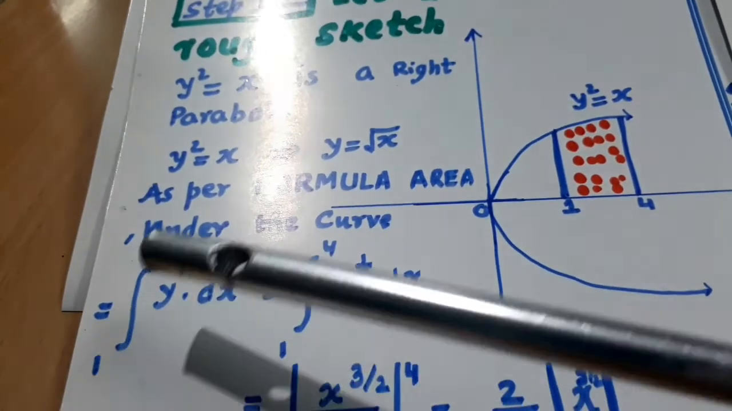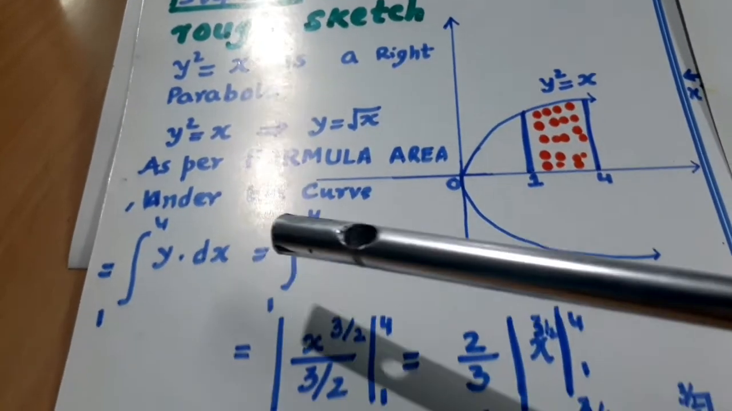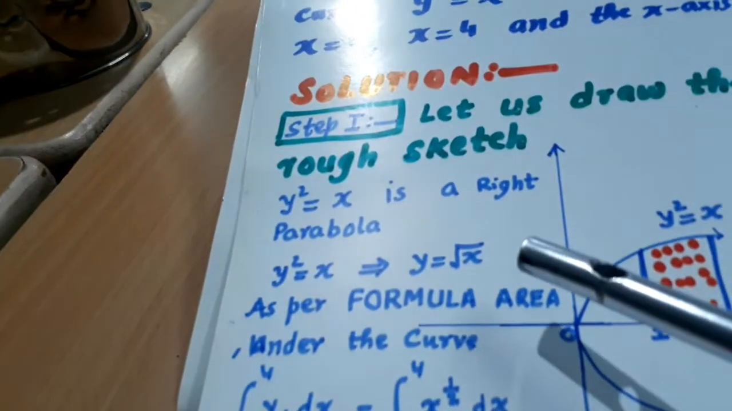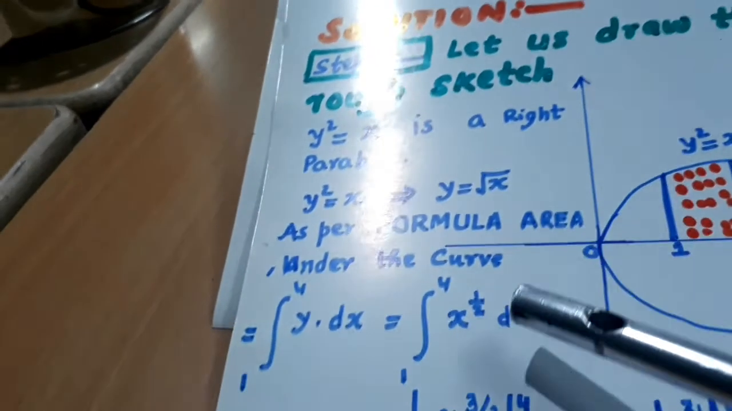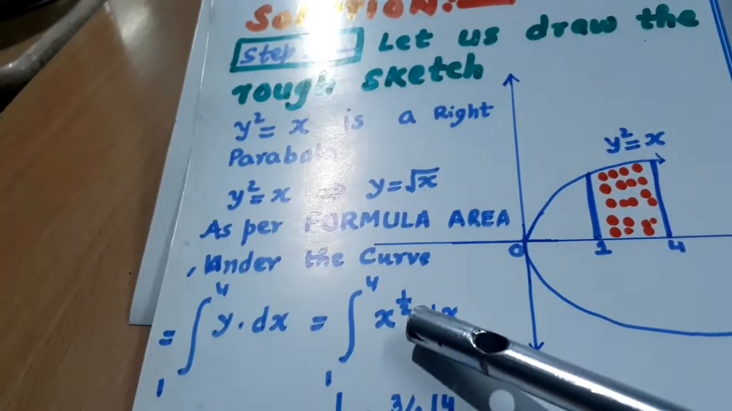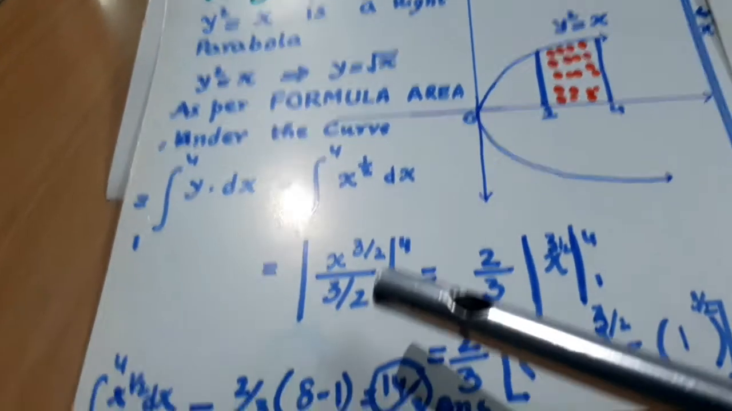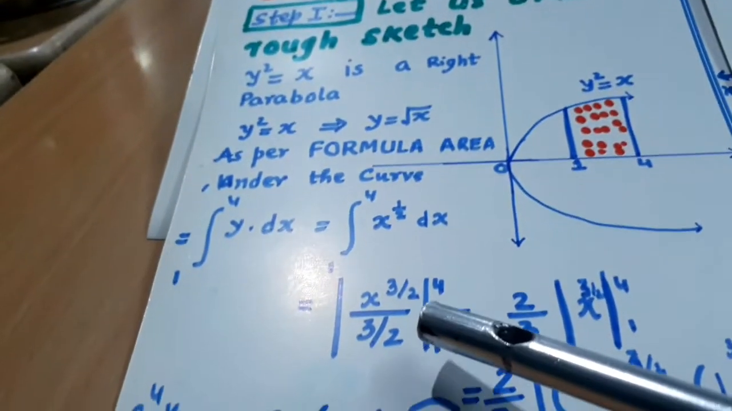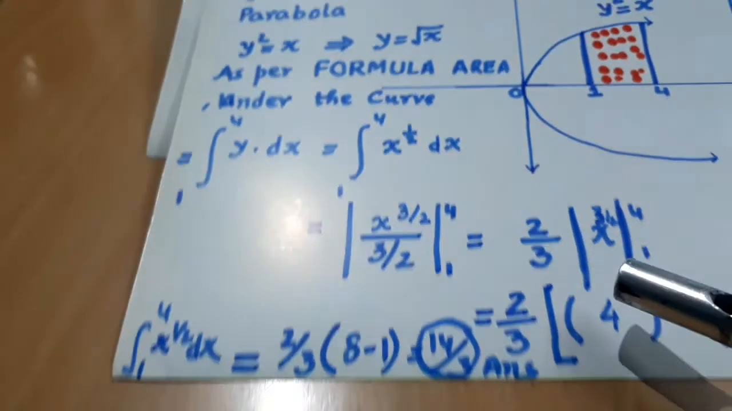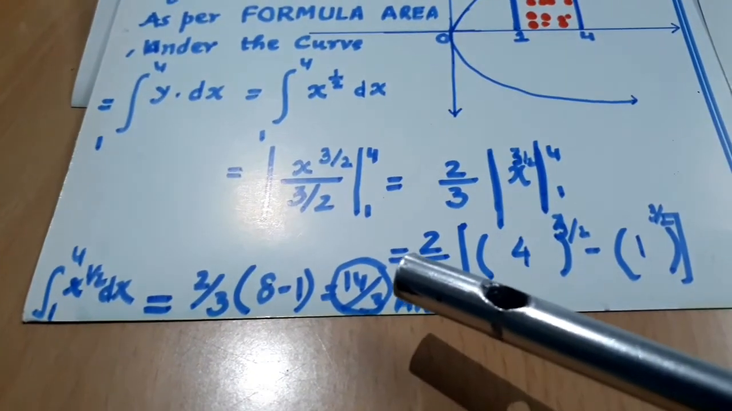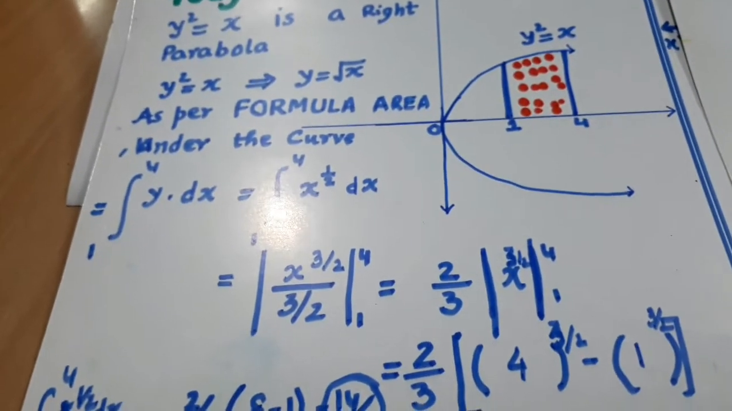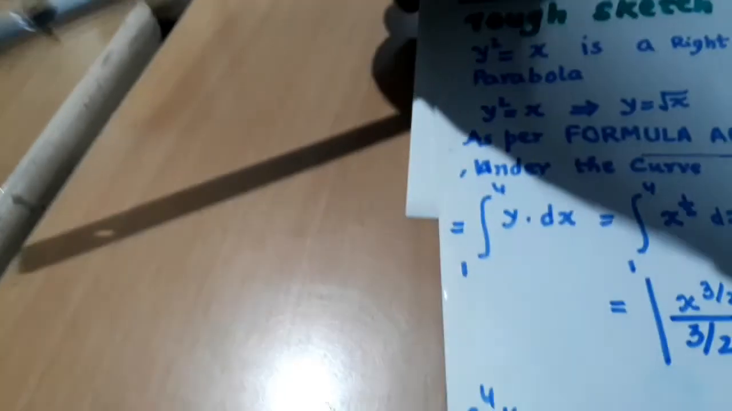Here a is 1, b is 4, y dx. When we take the value of y, y is root x, so you put the value of y here. It is root x, x raised to power 1 by 2. Its integration is x raised to power 3 by 2 divided by 3 by 2. Limits are 1 to 4. On substituting the limits, you will get the answer 14 by 3. Very simple. Now let us go to the second question.